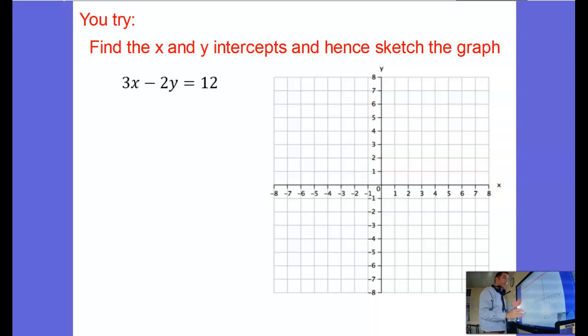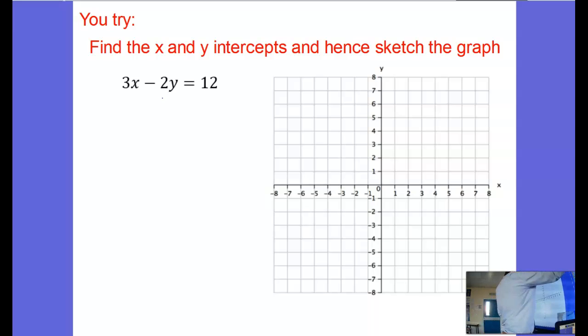Alright, here's one for you to try. So I'm suggesting pause the video, try and draw a little sketch in your exercise book. Find the x and y intercepts for the line 3x minus 2y equals 12. Now this has a negative in it, so it's not quite the same as the last one, but give it a go. Pause now, and I'll show you the solution in a sec.